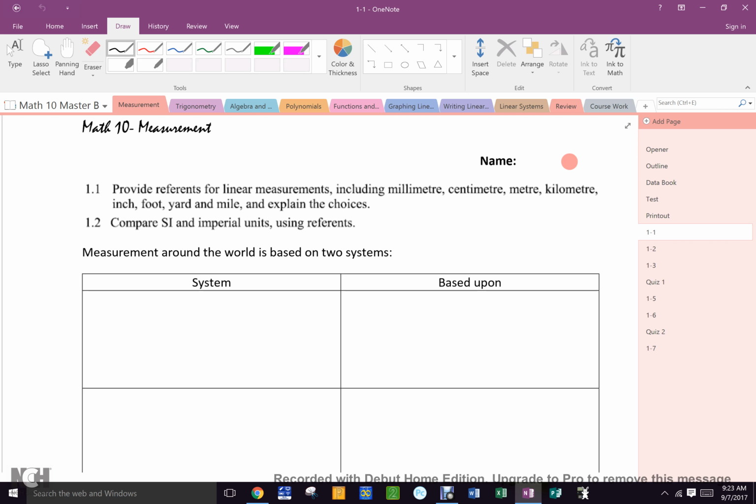So the first unit I like to do is on measurement because I just like to get it out of the way. I don't particularly like it, so I get it out of the way.